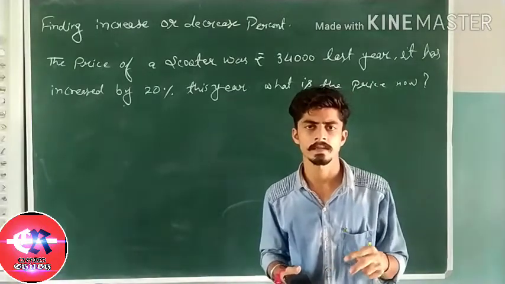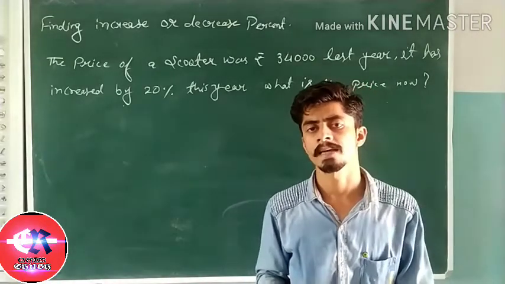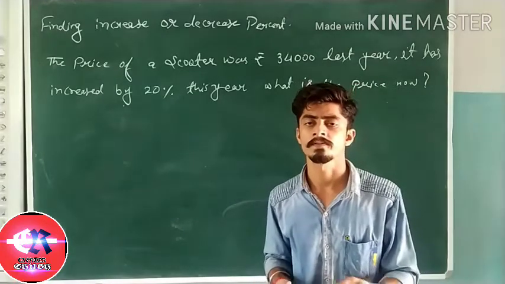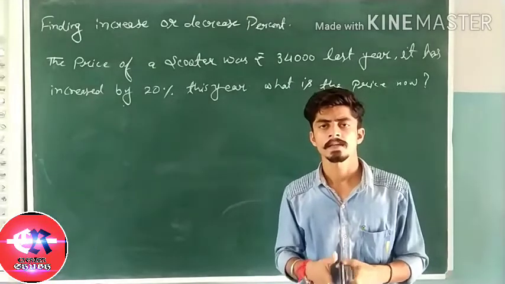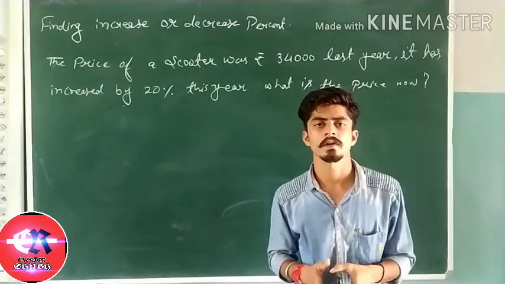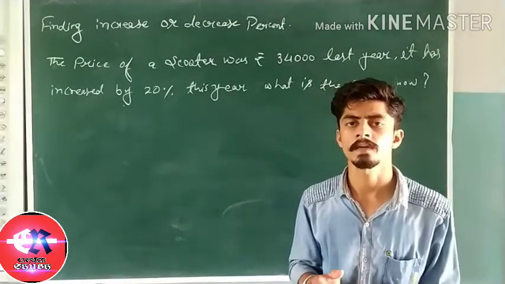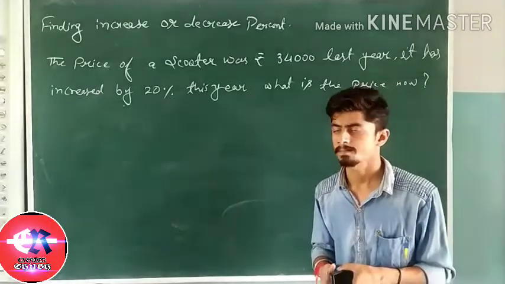Or we can say that the same pen we bought after some time for 5 rupees. So this is the decrement. We can find the increment or the decrement of a particular item on the basis of the original value, whatever it is, and the value on the current date.